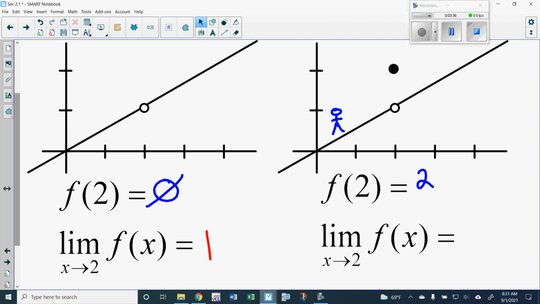What about over here? As I walk on this graph, what do I get close to as x approaches 2? I get close to 1. So in both of these, the limit as x approaches 2 is 1. Even though here there is no functional value at 2, and here the functional value at 2 is 2. Okay? Let's look at some more.